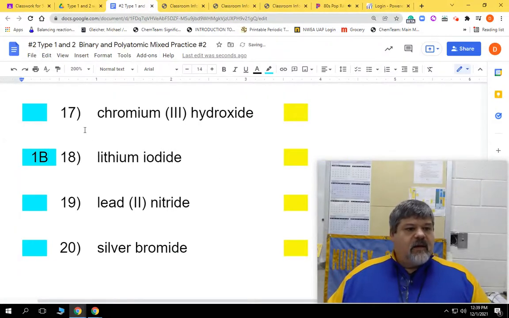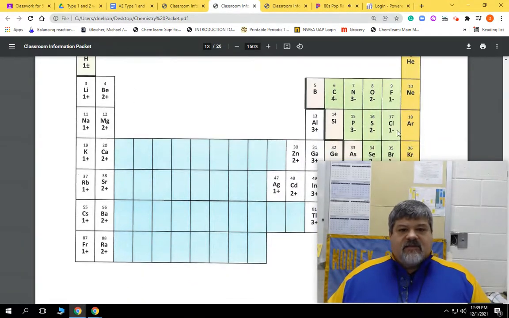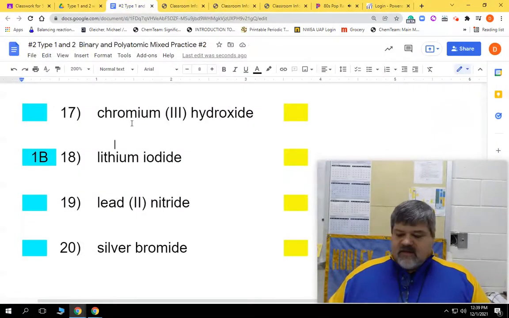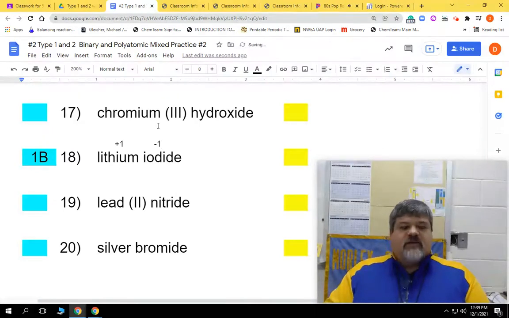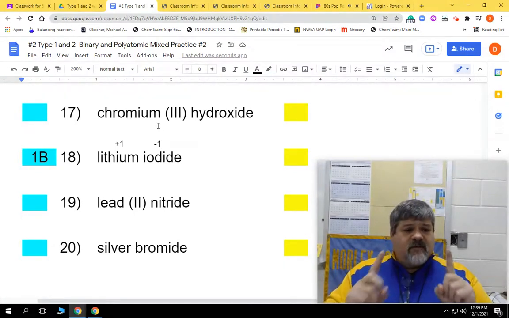So we're going to go ahead and write the formula. We do have to write the charges above each one. Lithium, if I go back to page 12, is a +1, and iodine is over here, and I can do that one at the same time, is a -1. So this is a +1 and this is a -1. They cancel each other out, so that means I need 1 of each. Even if I had a +2 and -2, or +3 and -3, they would equal each other. It means that we only have 1 of each one.